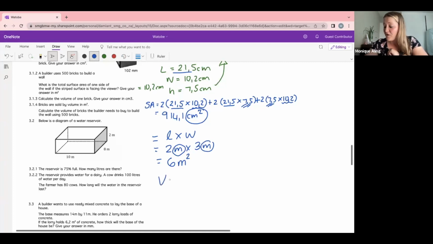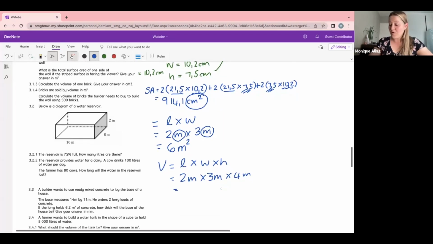When it comes to volume, however, it's length times width times height. So it'll be 2 meters times 3 meters times 4 meters, for example. 2 times 3 is 6, times 4 is 24. Again, there are 3 meters there, so that is why it is meters cubed for volume. That's one little trick to keep in mind: for area there are 2 meters, so it's meters squared, and for volume, it's cubed.